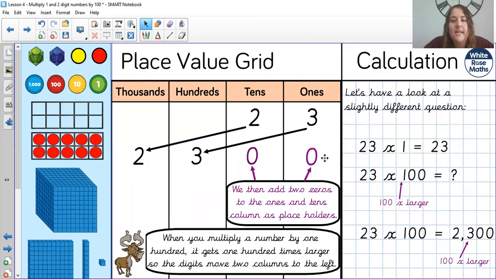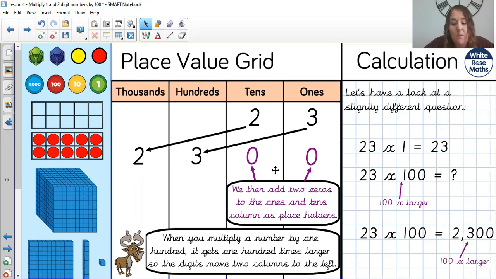However, let's have a look at a slightly different question. So this question is asking what 23 times 100 is. So this time it's 100 times larger. And when you multiply a number by 100, it gets 100 times larger. And so the digits this time go 2 columns to the left. So for this question, 23 times 100, we move 2 from the tens column into the thousands column, 2 to the left. The 3 in the ones goes to 3 in the hundreds, and then you need to add 2 zeros to the ones and tens columns as placeholders.